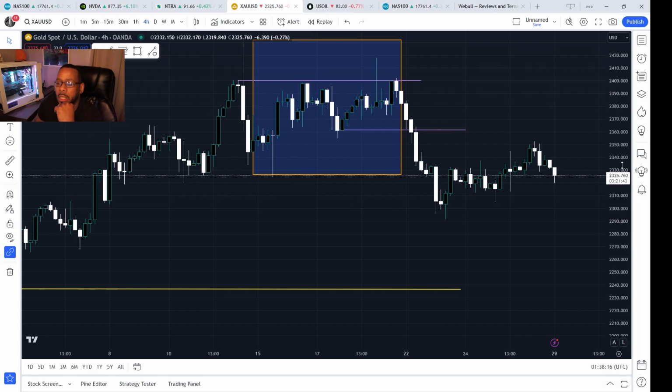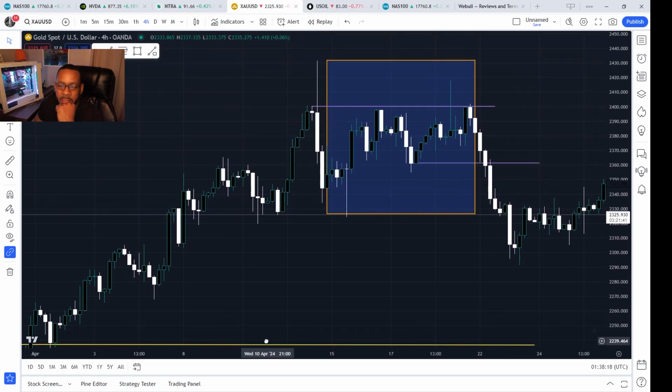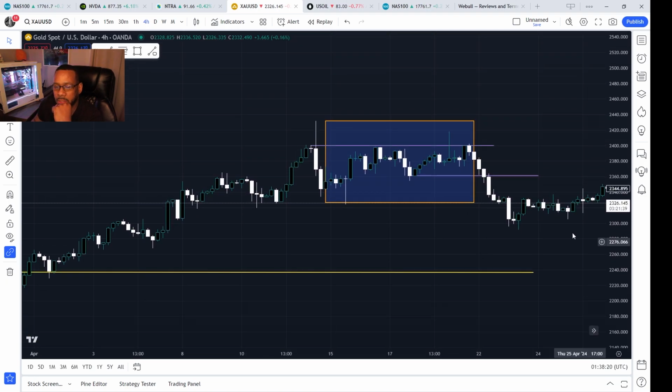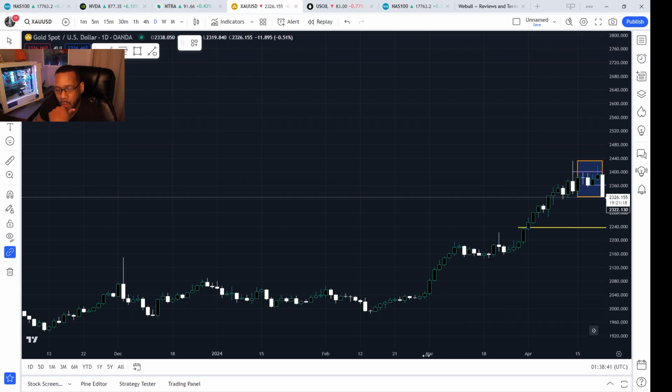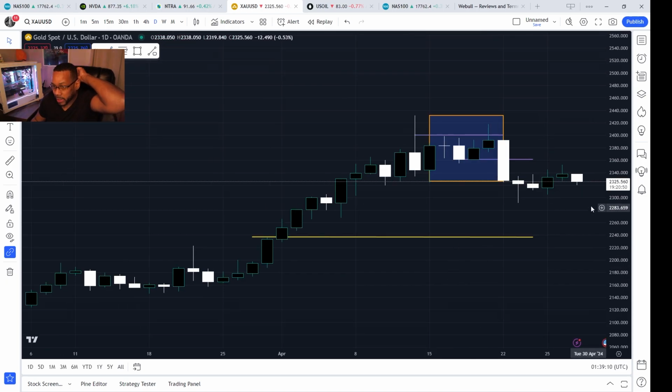Gold. Still a lot of sideways action. It did break our lower high. Excuse me, our lower low. Created a new lower low, and it came all the way right down to. So you can't make this stuff up. What is this? Let's go to daily. I don't want to do it on the 4-hour. Okay, I'm trying to make it bigger so we can see.